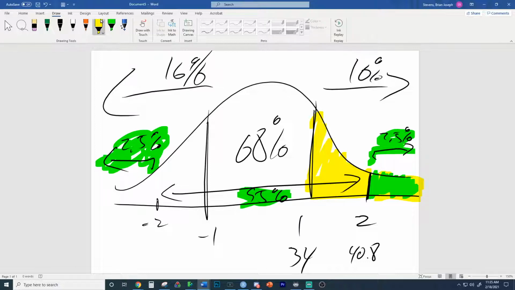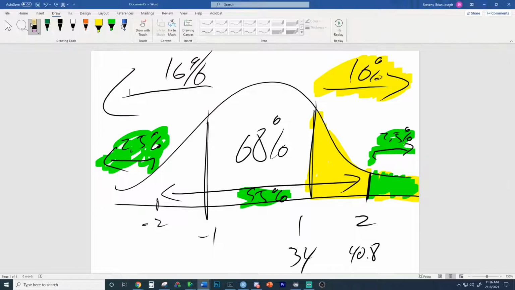16% is the shaded yellow area. 2.5% is the shaded green area. So using the empirical rule, what would we do? We want to subtract off this region. We want to subtract off this green region right here, which I can't click on for the life of me. But we want to subtract off this green region, and we would cut that off.